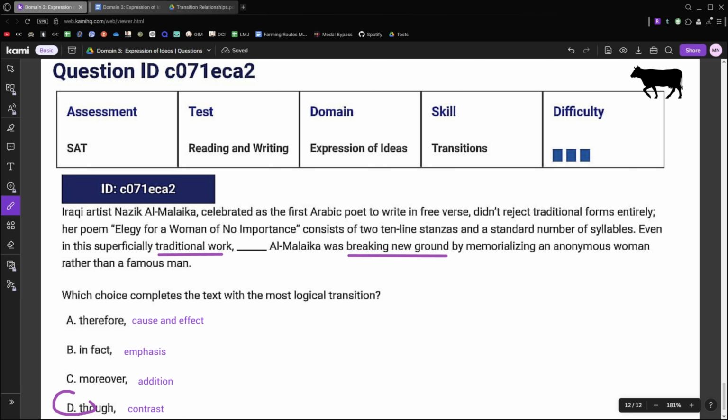It's not cause and effect because we're going from traditional work to new work. Those are two different things and not cause and effect. We're not adding on emphasis, we're talking about a different thing. And we are adding on new information, but the thing with addition transition words is that it has to be on the same topic. It has to agree with whatever was said before it. In this case, it's saying something different, so it wouldn't make sense to use addition, but of course it would make sense to use contrast, so our answer is D.